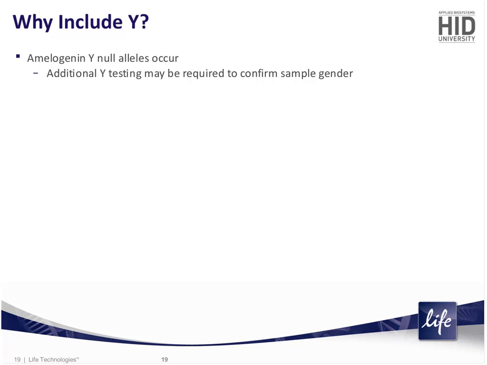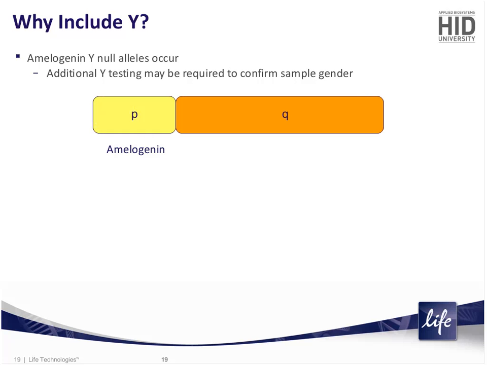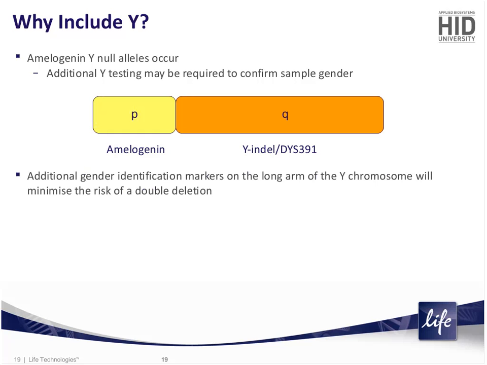Now, obviously, any form of additional testing, be it a repeat or be it an additional test to accommodate an inconsistency with the original result, decreases the efficiency of the laboratory and forces samples to go back around the system. And if we can minimize that, then obviously that would be all to the good. Now, amelogenin is located on the short arm of the Y chromosome. Any additional gender identification markers that we decided to incorporate, we decided to put on the long arm of the Y chromosome, because that minimizes the risk of a double deletion, knocking out both amelogenin and the additional markers incorporated to add redundancy for the gender determination.